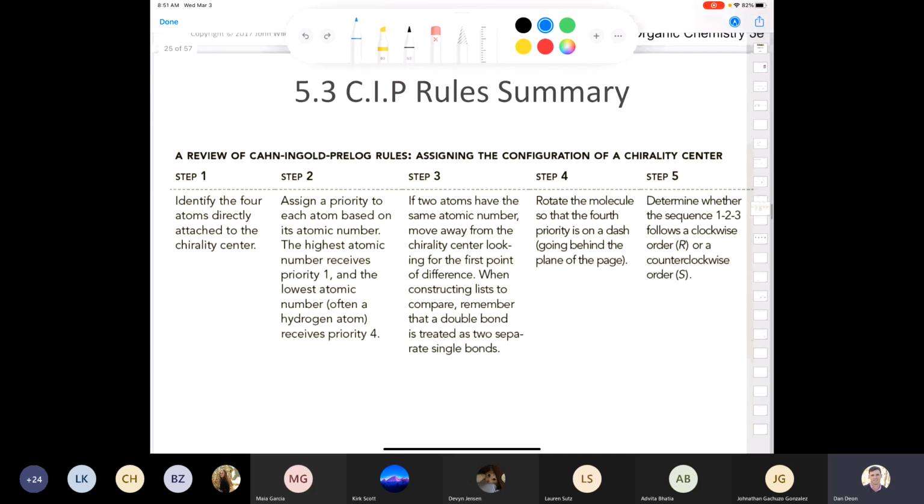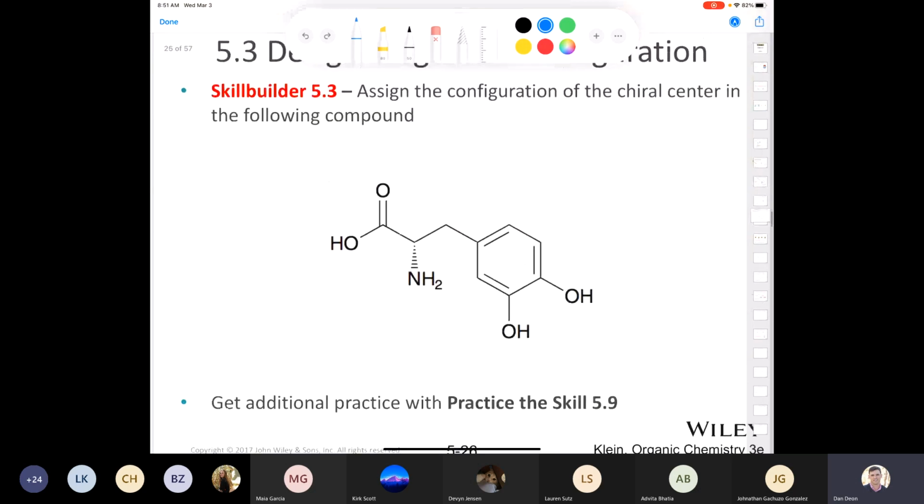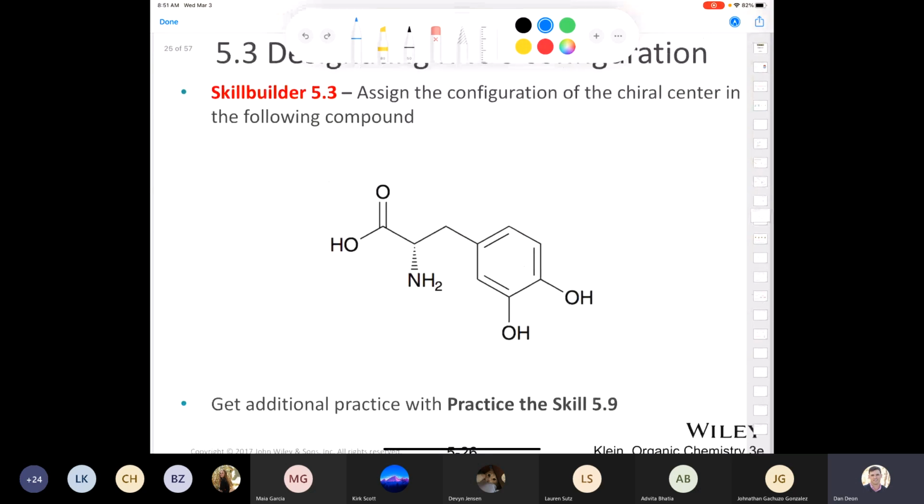Here is the summary for the Ingold-Prelog rules. This comes straight out of the David Klein canon, out of his textbook. If you want to read this a bunch of times and try to memorize it, you could do that, but I think the best way to do it is just practicing. So with that in mind, let's take a look at this molecule right here.